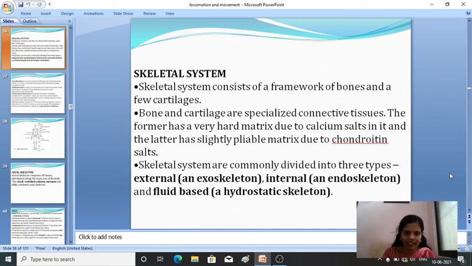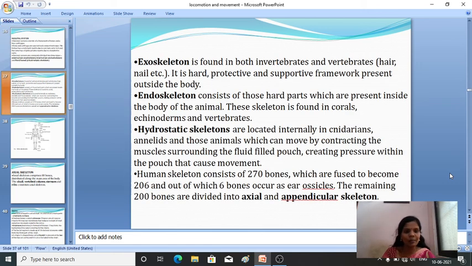One is exoskeleton, or it is also called external skeleton, and another one is the endoskeleton, or it is also called internal skeleton, and the third one is the hydrostatic, or it is also called fluid based skeleton. Fine. So these are the three types of skeletal system. We'll see one by one where they are present and what their functions are.